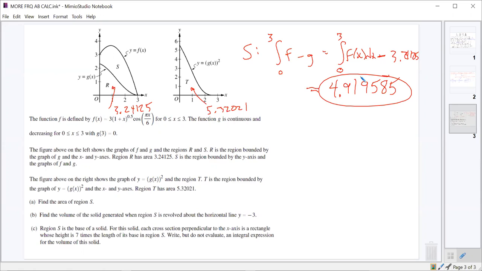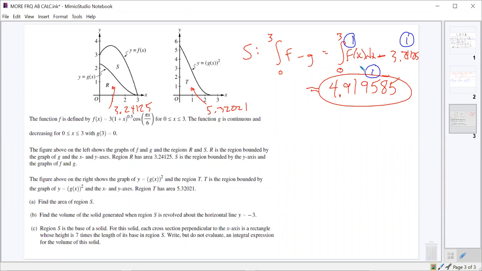Everybody good with part A? Yes. Cool. All right. Oh, and they gave you 3 points for that. So kind of them. 3 points. 1 for setting it up 0 to 3 of F, 1 for using this area of G, and 1 for the answer. All right, part B got a little bit more complicated.